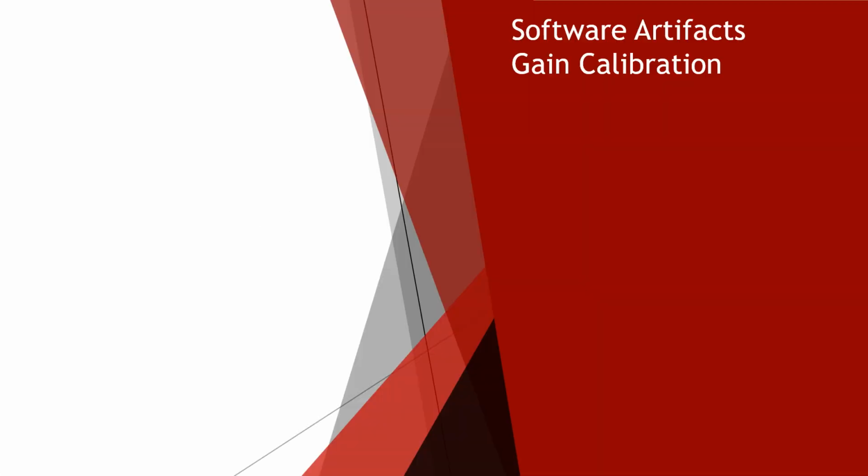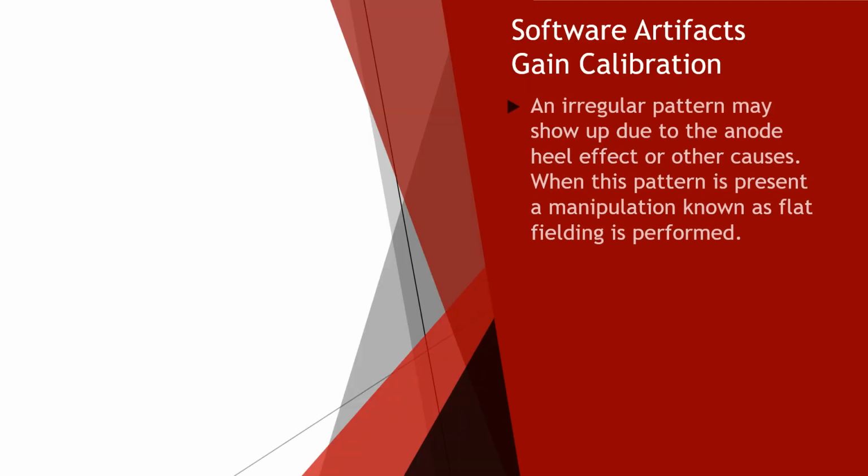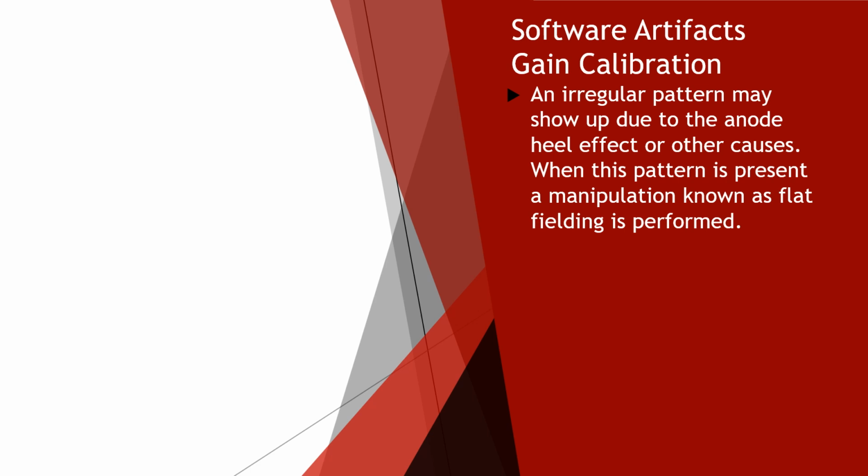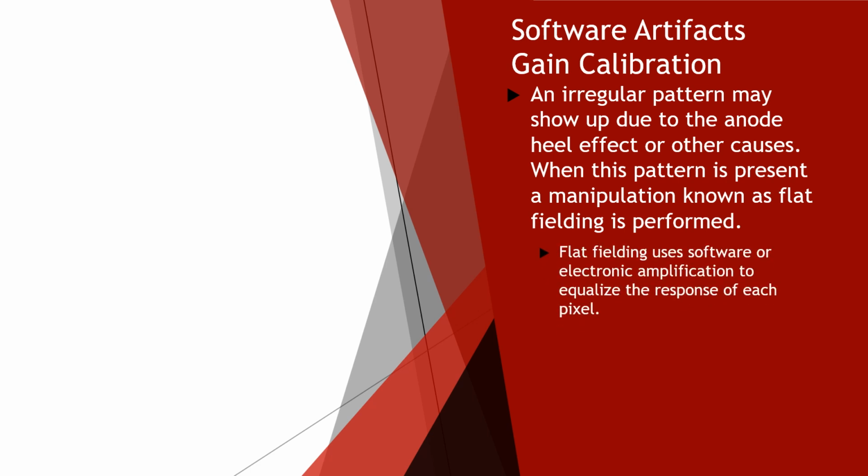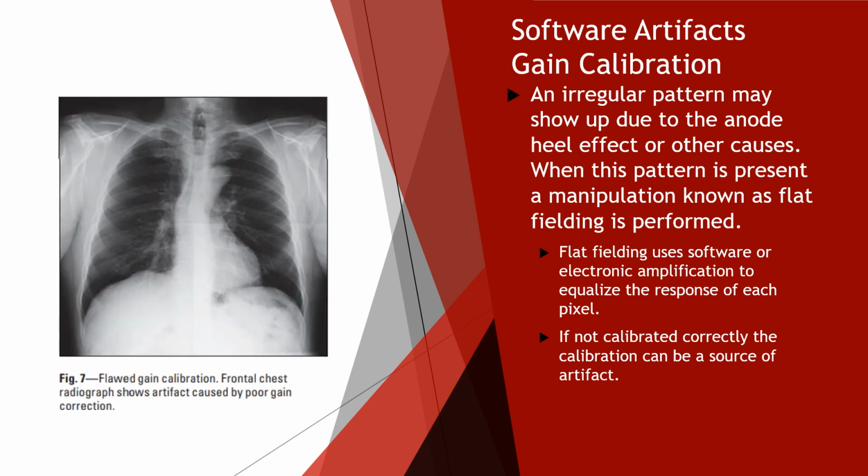We'll talk about gain calibration artifacts. An irregular pattern may show up due to the anneal effect or other causes. When this pattern is present, a manipulation known as flat fielding is performed. Flat fielding uses software or electronic amplification if it's DR, and it can also use software if it's an image receptor, to equalize the response of each pixel. If not calibrated correctly, the calibration can be a source of artifact. So it can actually cause artifact, and here's an example of it here.